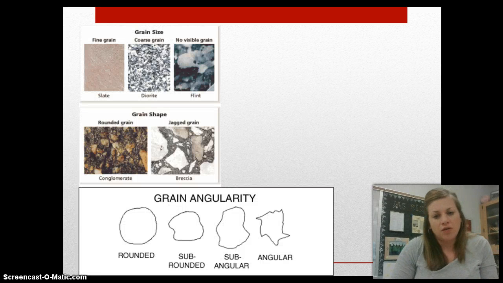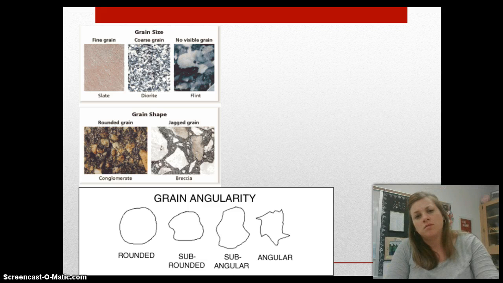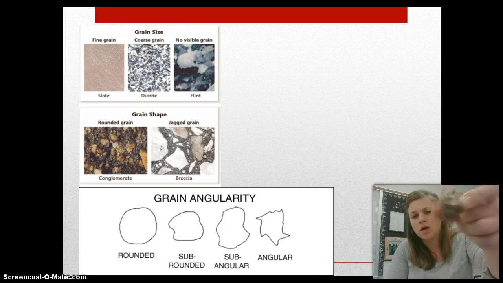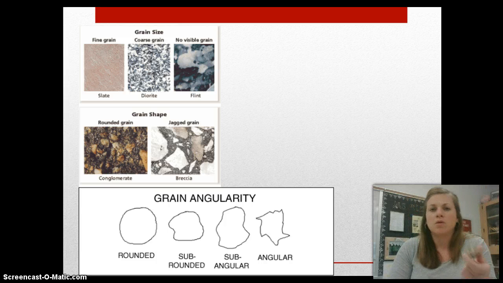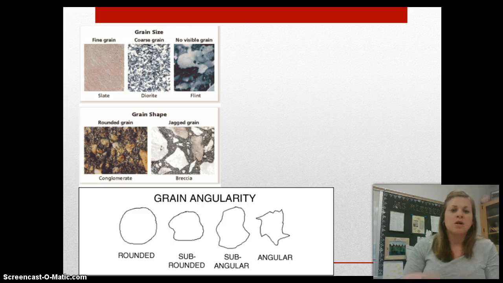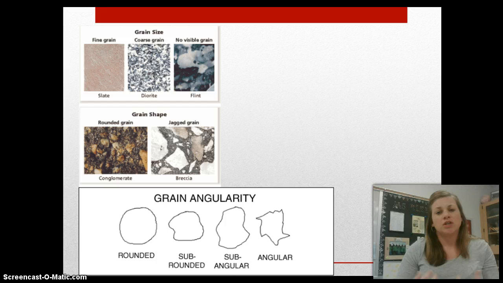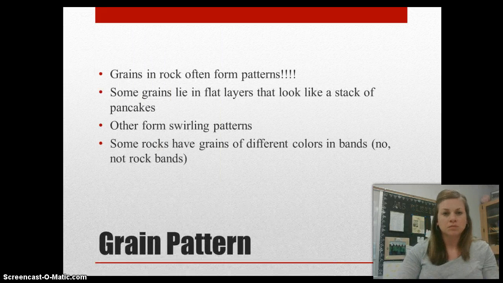So here's the grain angularity. They're going to be either round, sub-rounded, sub-angular, or angular. So the angular would be your jagged rock pieces. So this breccia you see here pictured, it is angular. Conglomerate is a rounded grain, so you can actually see the rounded one. This rock contains round grains. I don't know how well you guys can see this, but you will see this in class. You'll be able to touch it. So once again, I would draw examples of what these angularities look like so you have it in your notebooks.